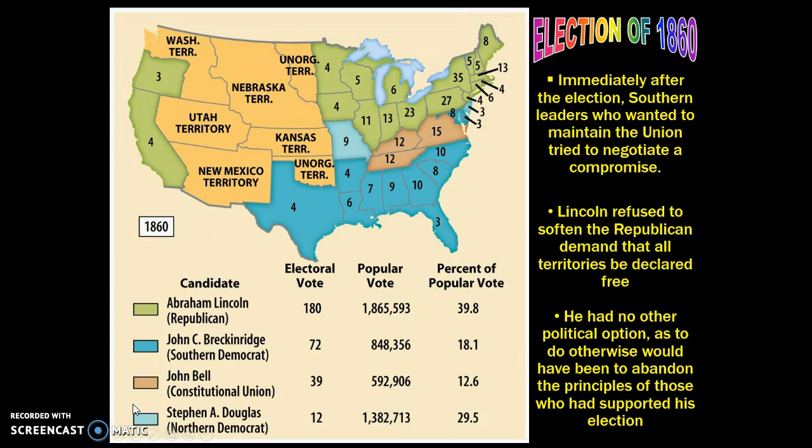So immediately after the election, Southern leaders who wanted to maintain the Union tried to negotiate a compromise. However, they go to Lincoln and say, if you soften your demands on slavery, maybe we can work something out. He says, no, I'm not going to work with you on the idea of the new territories, all those territories listed there must be free. So he doesn't soften. He had no other political option, as to do otherwise would have been an abandonment of the principles of those who supported him.